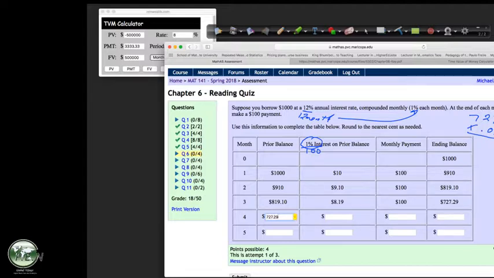727.29. That was from the previous line. The interest is $7.27. Our payment is $100 a month, so we still make that payment. So that's going to get subtracted off. So the interest gets added on. So this is the calculation. We take 727.29, we add on to it 7.27, and then we subtract the 100, which is the payment we make, and that will give us our total for here.